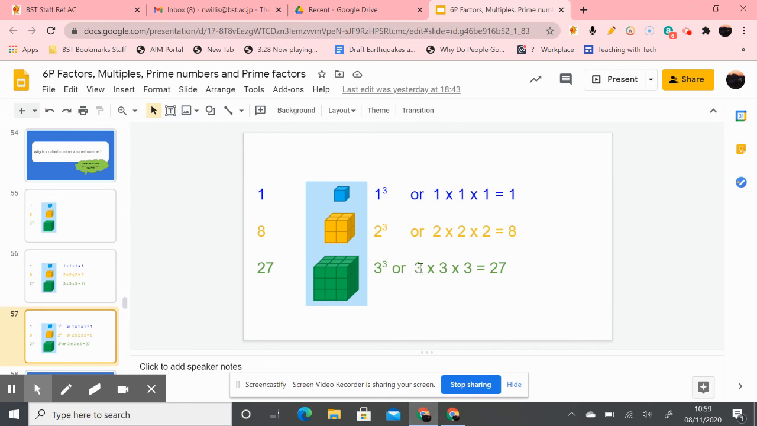3 cubed is the same as 3 times 3 times 3, or 27. Now, these are the cube numbers. Cube numbers are the actual values at the end after you've multiplied all of the 2s or all of the 1s or all of the 3s together.